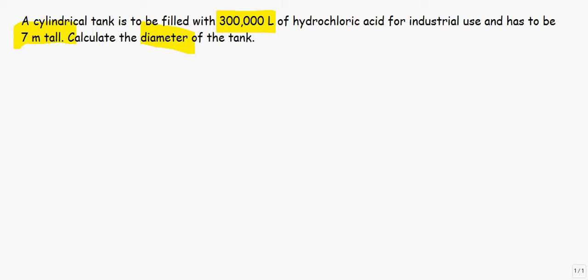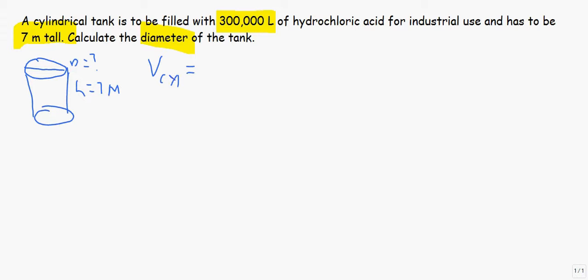So I know it's a cylindrical tank, so first thing I would do is draw a little picture of what's happening here. So I would draw a crappy little tank here, and I know the height is 7 meters, and I know I need to find the diameter of that particular tank. I know the volume of a cylinder is equal to the area of the circle with the top and the bottom, so pi r squared times the height. I can't use that formula yet.